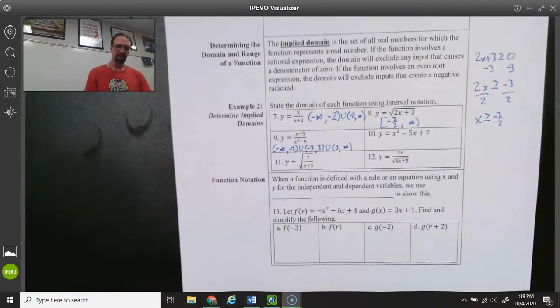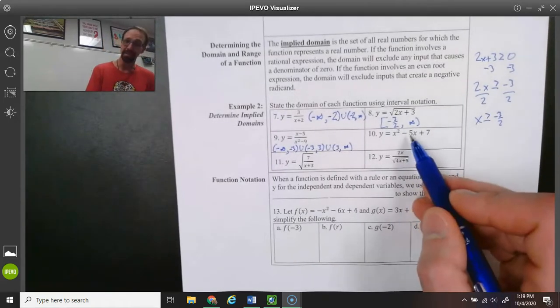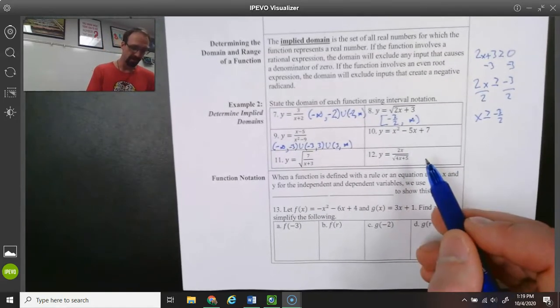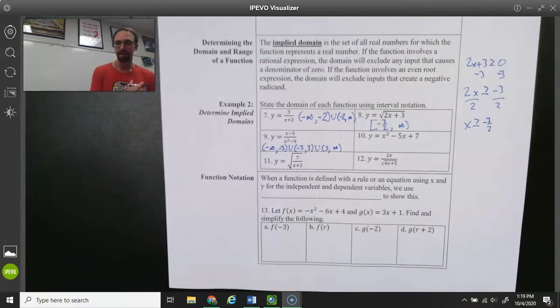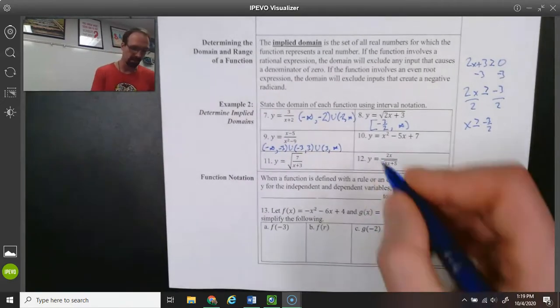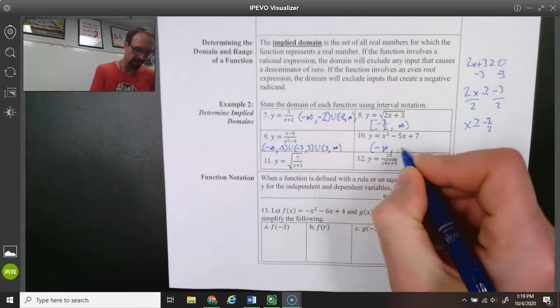For 10, this is a quadratic. It does not matter what's happening with the particular quadratic, because in this case with x squared minus 5x plus 7, it doesn't matter what the domain is. We can plug in any number we want. So this is from -infinity to infinity.